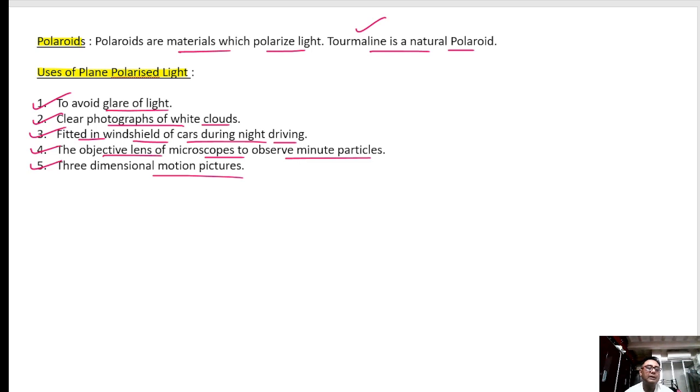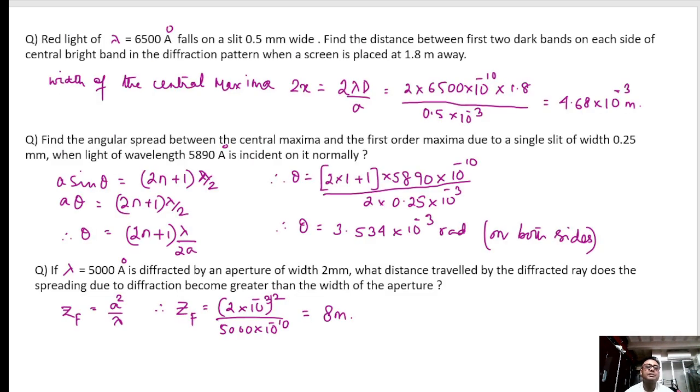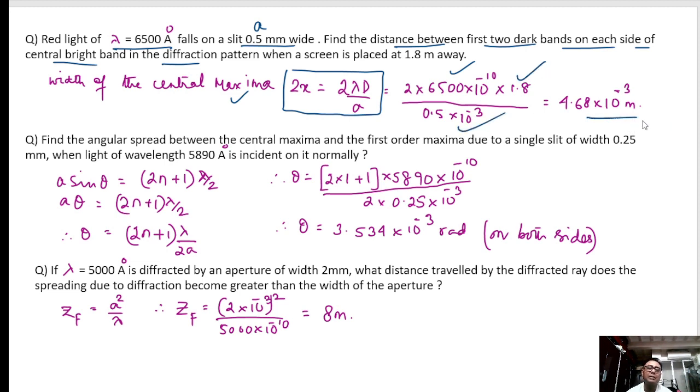Now friends, let's see the numericals of this chapter. First numerical is, we are using a red light of wavelength, this is the slit width a. Find the distance between the first two dark bands on each side. Now dark bands, as we know, first two dark bands, that means the central band, and central band distance is 2x, which is 2 lambda D by a. The width of the central maxima is 2 lambda D by a. Using this, 2 lambda, D is given, a is given, we get the width of the central maxima.